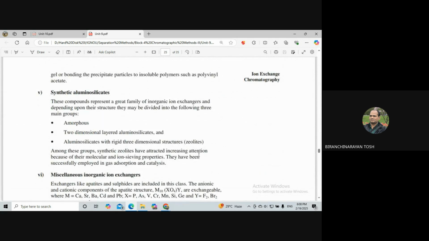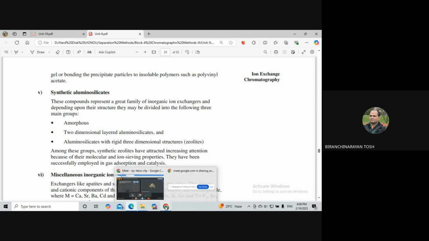Then the synthetic aluminosilicates. These compounds represent a great family of inorganic ion exchangers, and depending upon their structure, they may be divided into three categories: amorphous, then two-dimensional layered aluminosilicates, and aluminosilicates with rigid three-dimensional structure, the zeolites.